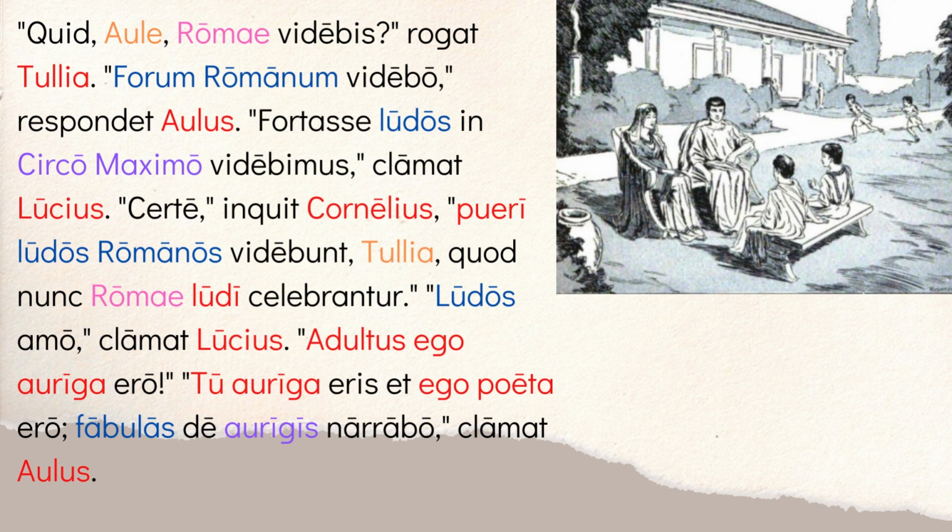So you have Cornelius says, certainly, right? Certainly, meaning they're going to do this. Certainly the pueri, the boys, videbunt, they will see the ludos Romanos, the Roman games, Tullia, right? So he's talking to Tullia, and he says, certainly the boys are going to see the games, because now Romae, in Rome, again, it's locative, now in Rome, ludi celebrantur.